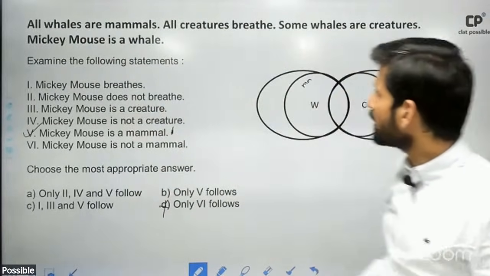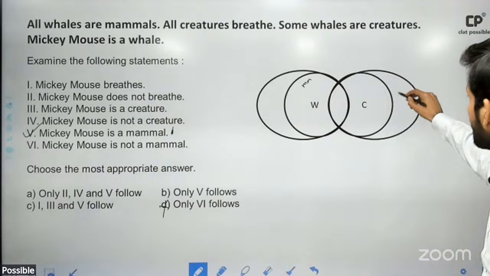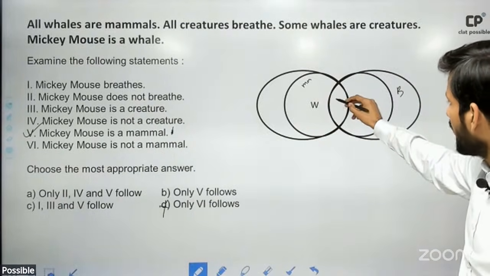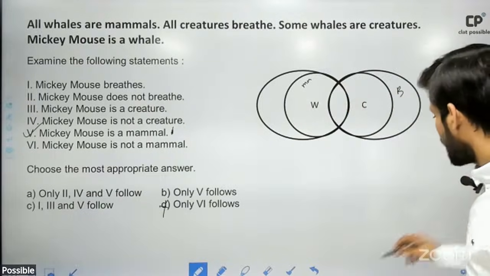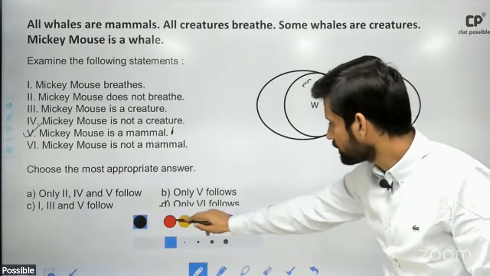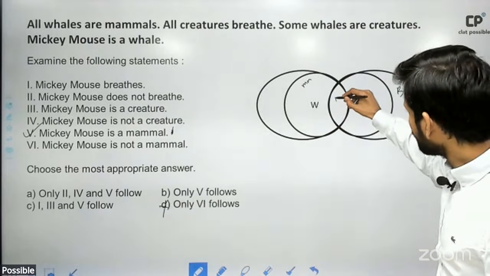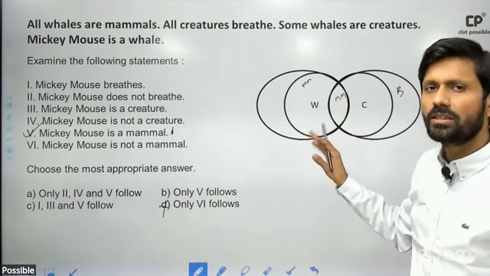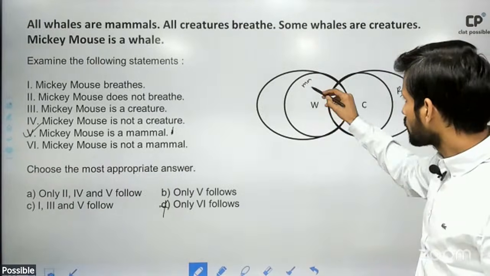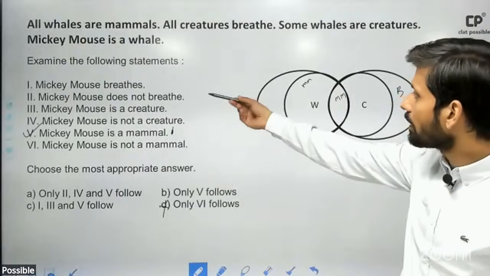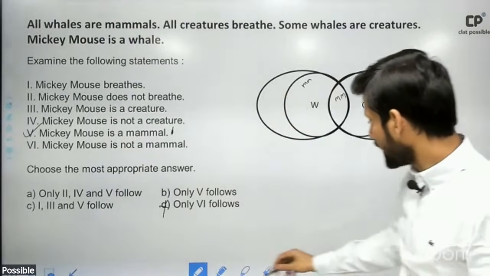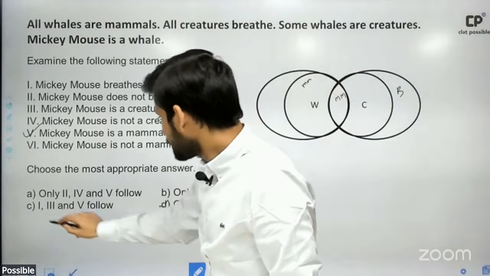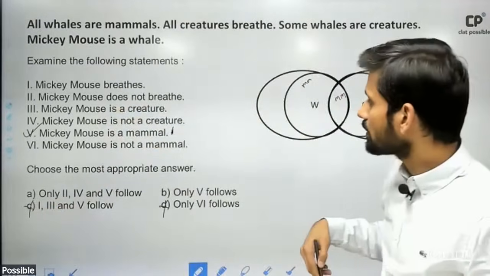Okay, what else? Then I'll have to check. Mickey Mouse breathes, and this was breathe, right? So we are not sure if it is in this portion of whale where it is overlapping with breathe. Okay, I'll just draw it in some other ink. It could be the case that Mickey Mouse sits here, and then we can say it breathes, but this is not sure. This is only a possibility, right? So statement 1 is out now. So C is out.